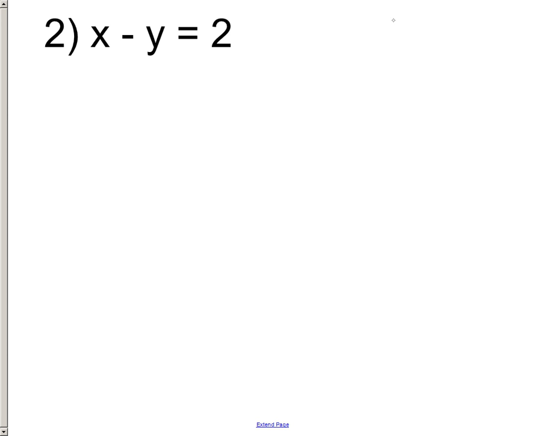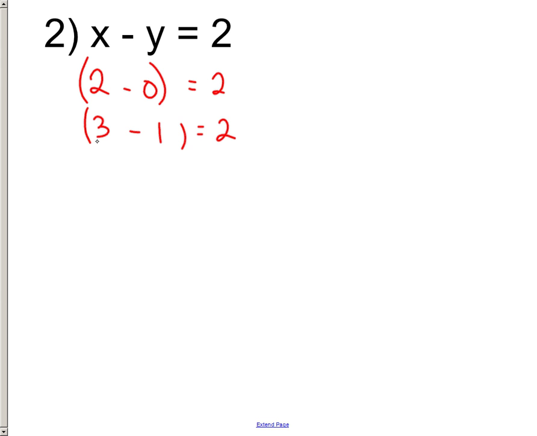And here we go. And don't try to be cute. Don't try to make it hard. Make it as easy as possible. What two numbers minus, one minus the other equals 2? How about 2 minus 0? Hey, that works. How about 3 minus 1? That equals 2.